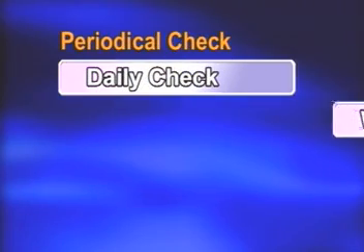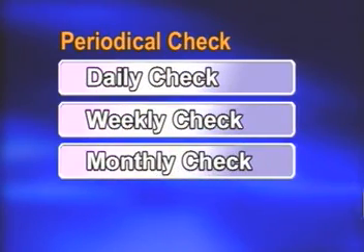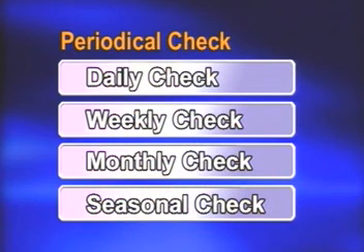In air conditioner maintenance, periodical checks are very important for preventive maintenance. Periodical checks can be divided into daily, weekly, monthly, and seasonal checks. In this chapter, we'd like to focus on some important parts of periodical checkpoints. Please refer to the periodic checkup table in the shop manual for more details.